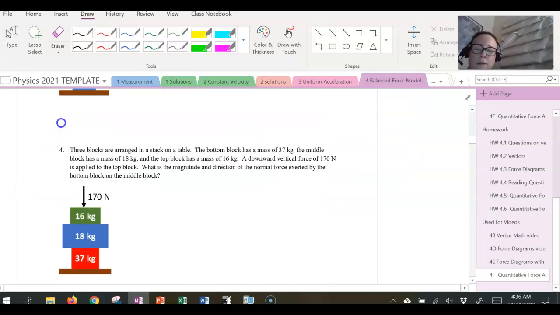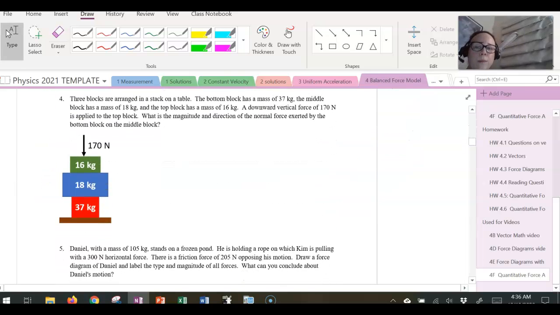Let's look at another one that's kind of similar, but here we have 3 blocks arranged in a stack on a table. And they've given us the masses of each one. I'm just going to call them block A, block B, block C, just for simplicity. And someone is pressing down with a vertical force on that top block. And we want to know the magnitude and direction of the normal force exerted by the bottom block on the middle block.